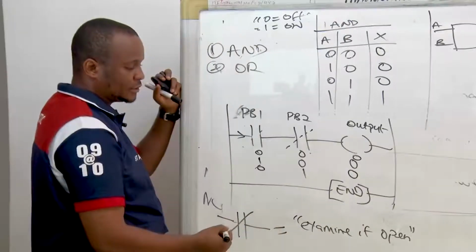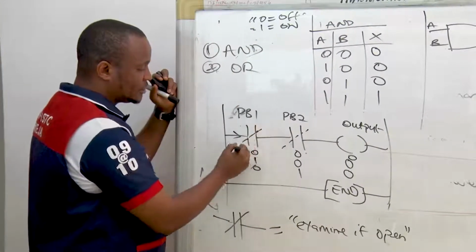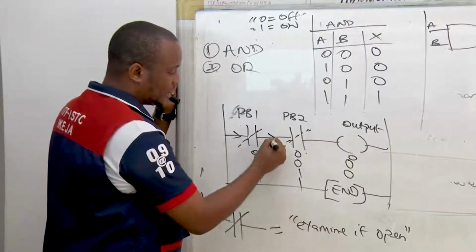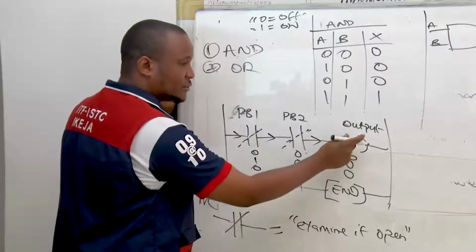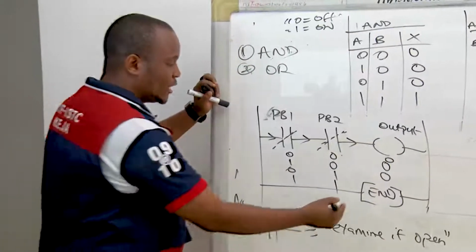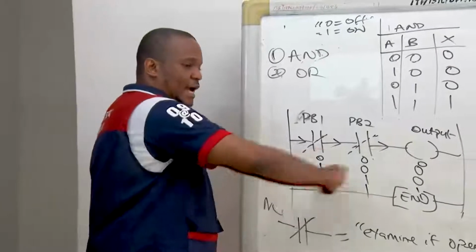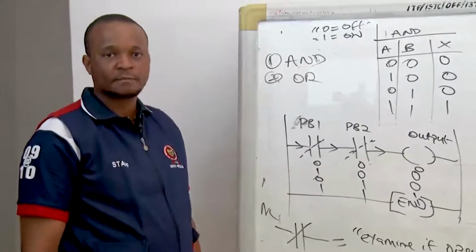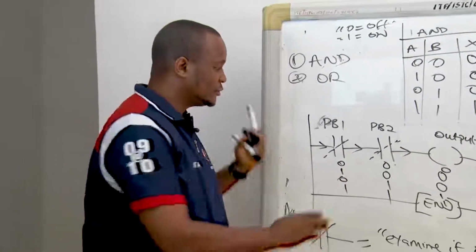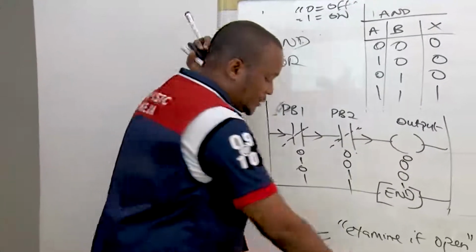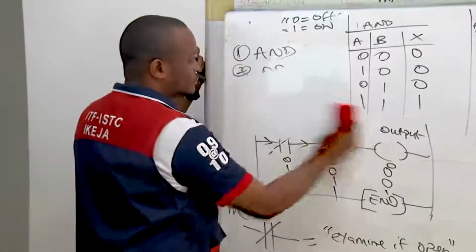Will go across it. But if we should close this and close this, it means that this is 1 and 1. It means that the power can get to the output. So we'll have a 1 at the output. So this is how you represent an AND contact in the ladder diagram. So you can see they are all in a straight line. How about the OR function?